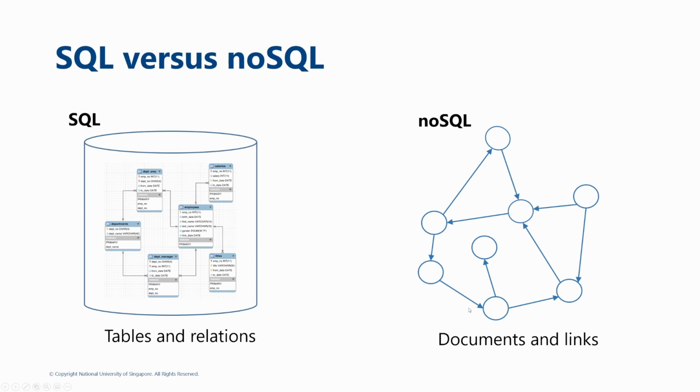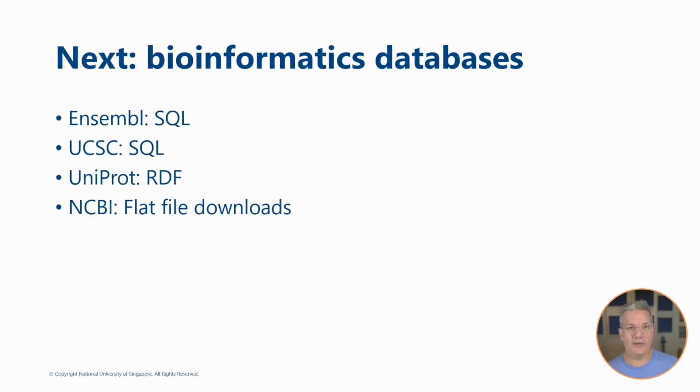NoSQL can also be very fast, but here every one of these circles represents a document. And these documents might be linked to other documents by having references to other documents within them. And so you can query such a database by just asking what documents have the properties that you're looking for, and then traverse the database by linking to other documents and so on. Now, that's where we are with this.